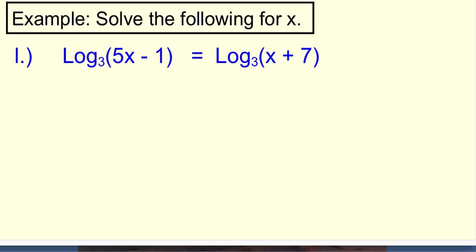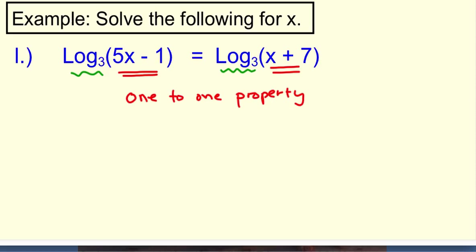Solve the following for x. So we have a logarithm base 3 on the left, and we have a logarithm base 3 on the right. So what we can do is use the one-to-one property, and the two parentheses will equal each other. So 5x minus 1 equals x plus 7.